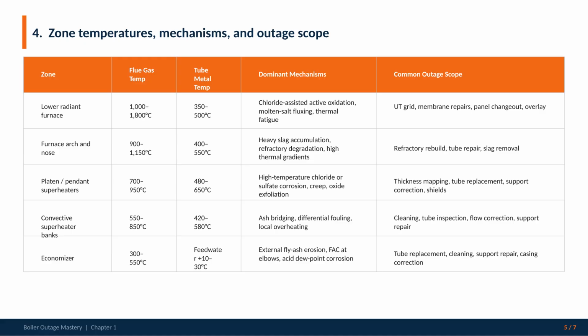The coolest zone in the pressure part circuit, but still exposed to three distinct damage mechanisms: fly ash erosion, flow-accelerated corrosion at your elbows and return bends, and acid dew point corrosion during startup and shutdown transients. Every one of these rows should drive a specific inspection plan: mechanism first, scope second.